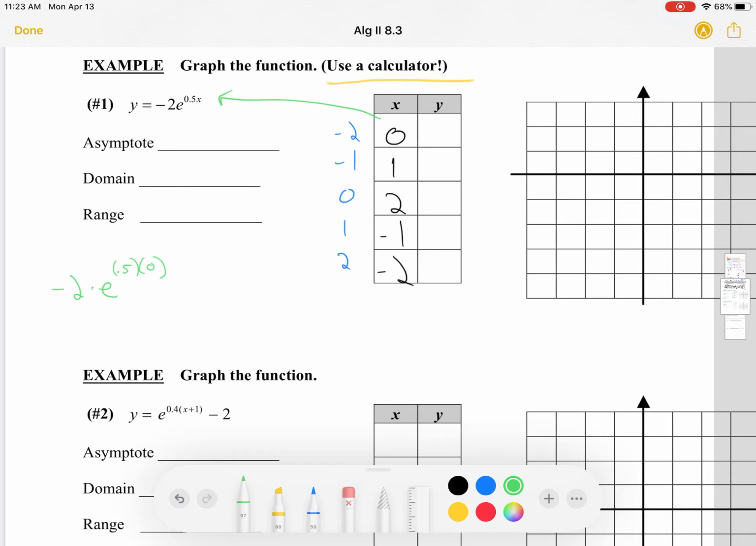So this is the portion I expect you to be able to do in your head. You should be able to say, okay, well, 0.5 times 0, that's 0. Any number times 0 is 0. Now we have -2 times e to the 0 power. Well, now you should know e is a number, and any number raised to the 0 power is 1. So now it's -2 times 1. Hey, well, that's just -2. So (0, -2) is your first point.